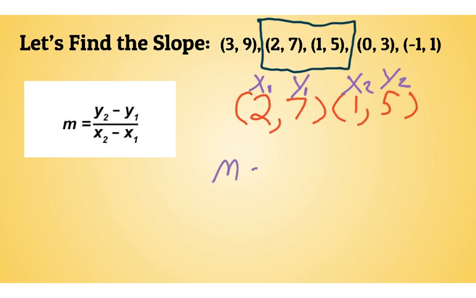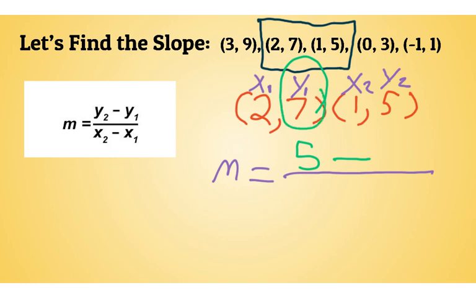We have m equals y2. In this case, it's going to be 5. So I'll write that down, minus y1, which is going to be 7. And I move on to my x values. So I start with x2, which is going to be 1, minus x1, which is 2. And now I have my formula set up, and all I have to do is my calculations.